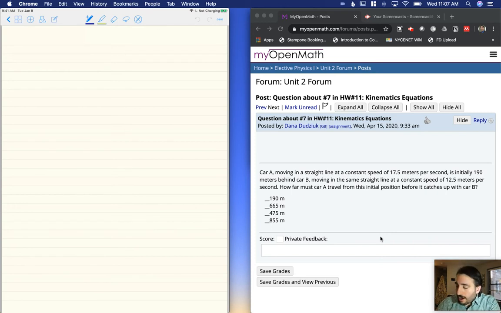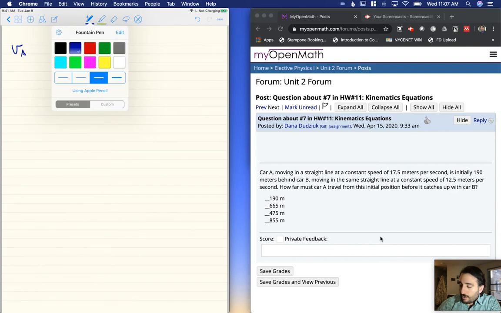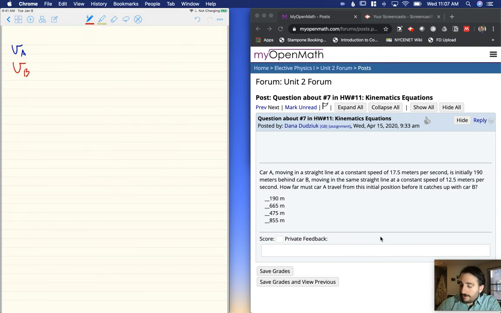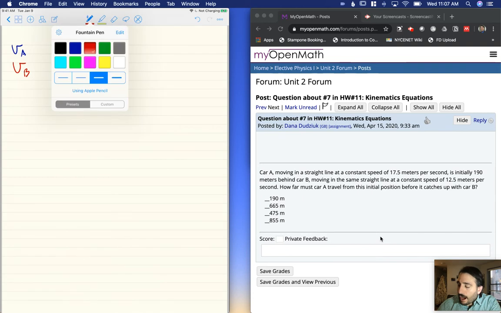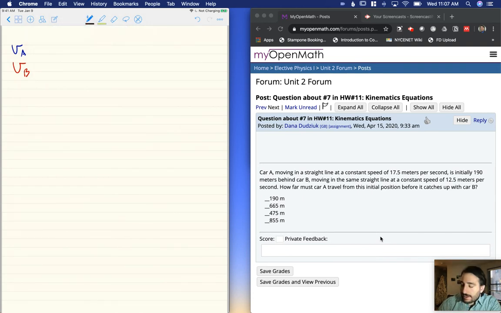So I'm going to write down three things that we know. We know the initial velocity of car A. We know the initial velocity of car B. And I'm going to write down that the distance between them, the gap between them, I'm just going to call delta x. Right? So in this specific question, car A's velocity is 17.5 meters per second. Car B's initial velocity is 12.5 meters per second. And the initial distance between them is 190 meters.